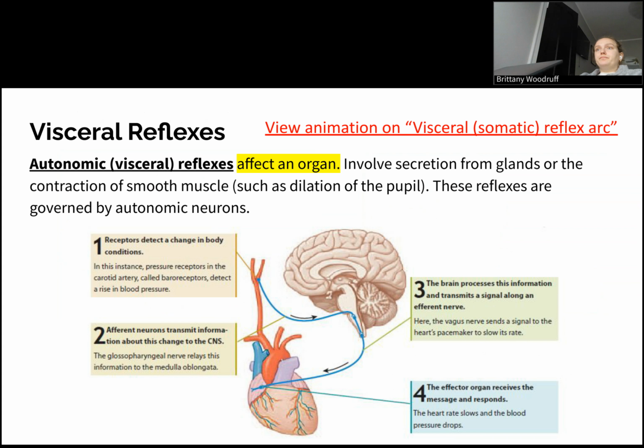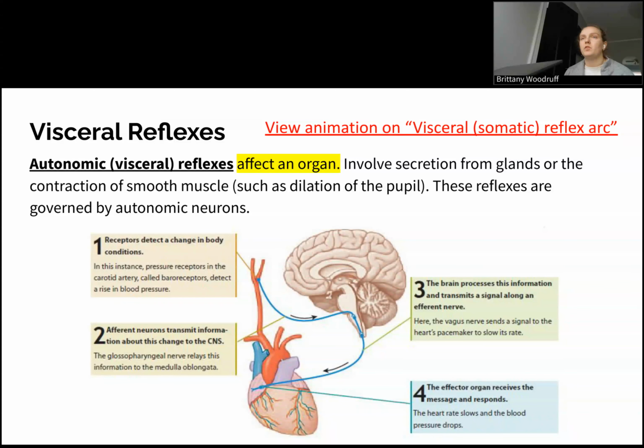So, autonomic reflexes. Autonomic reflexes are going to affect an organ. So they are also called visceral reflexes, visceral organ, right? Autonomic reflexes are going to involve secretion from glands or contraction of smooth muscles, such as the dilation of the pupil. All right. These reflexes are going to be governed by autonomic neurons. So automatic, right? Autonomic, automatic.